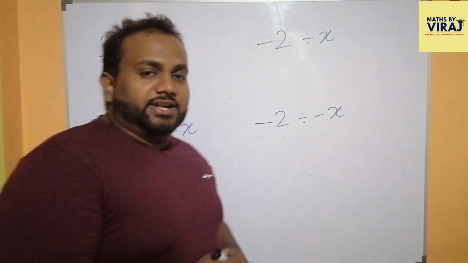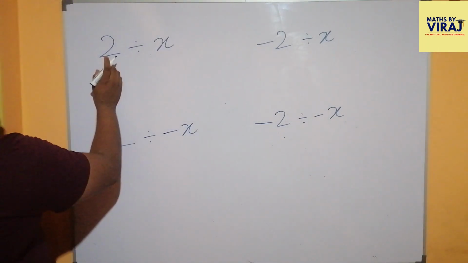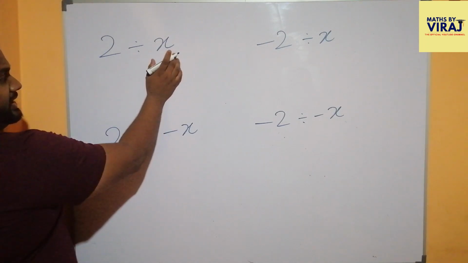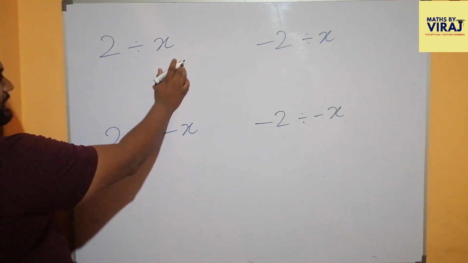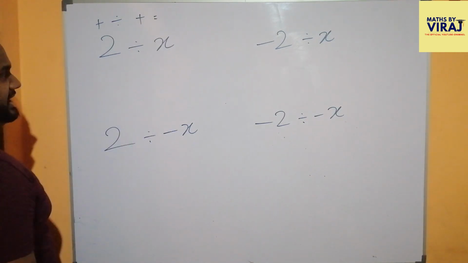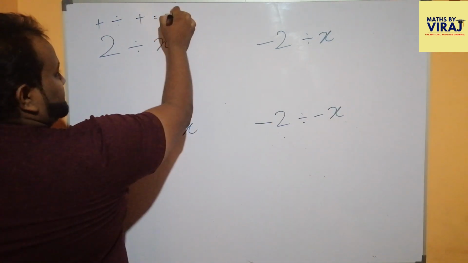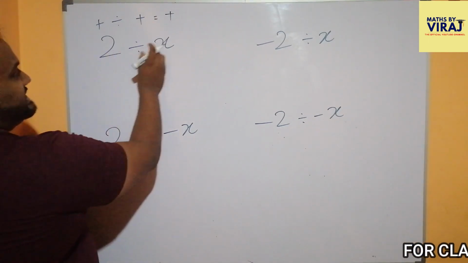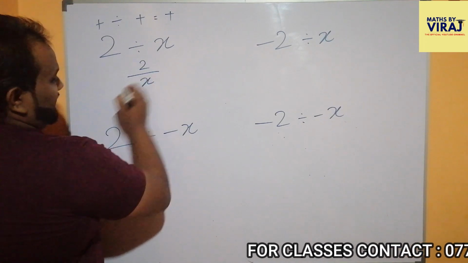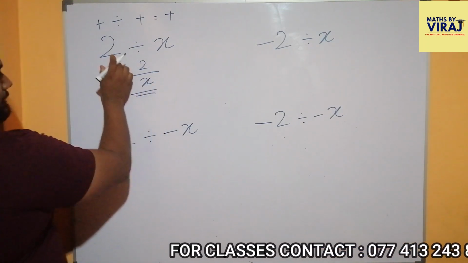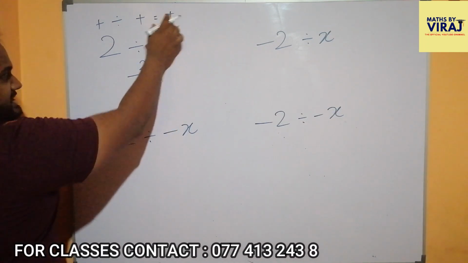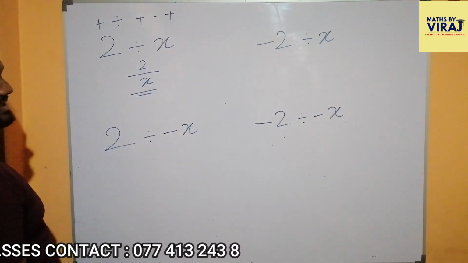When it comes to division, again, a plus number is divided by a positive variable. Plus divided by plus. The answer that we get is plus. Therefore, when 2 is divided by x, we get it as 2 over x. Plus 2 divided by plus x, the answer is plus, which is plus 2 over x.